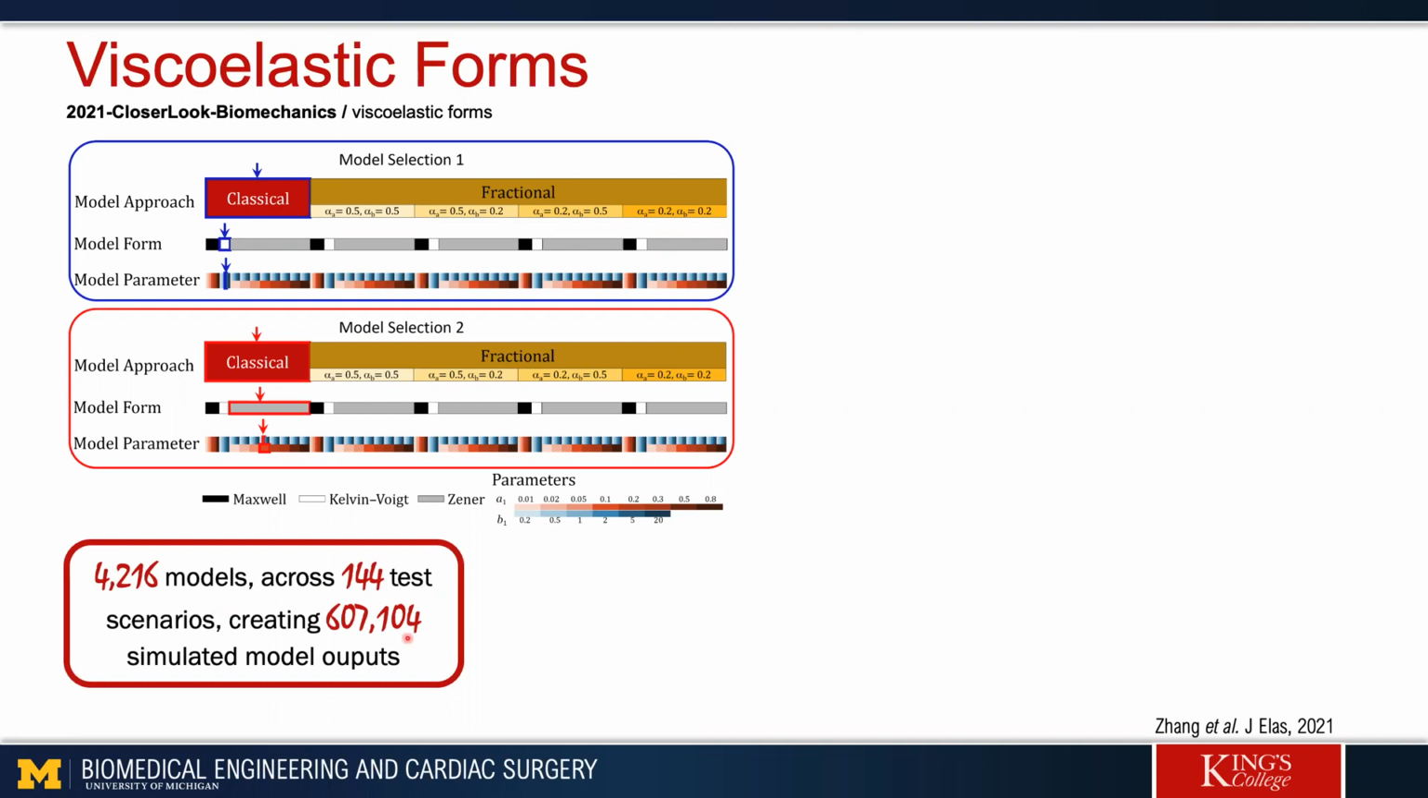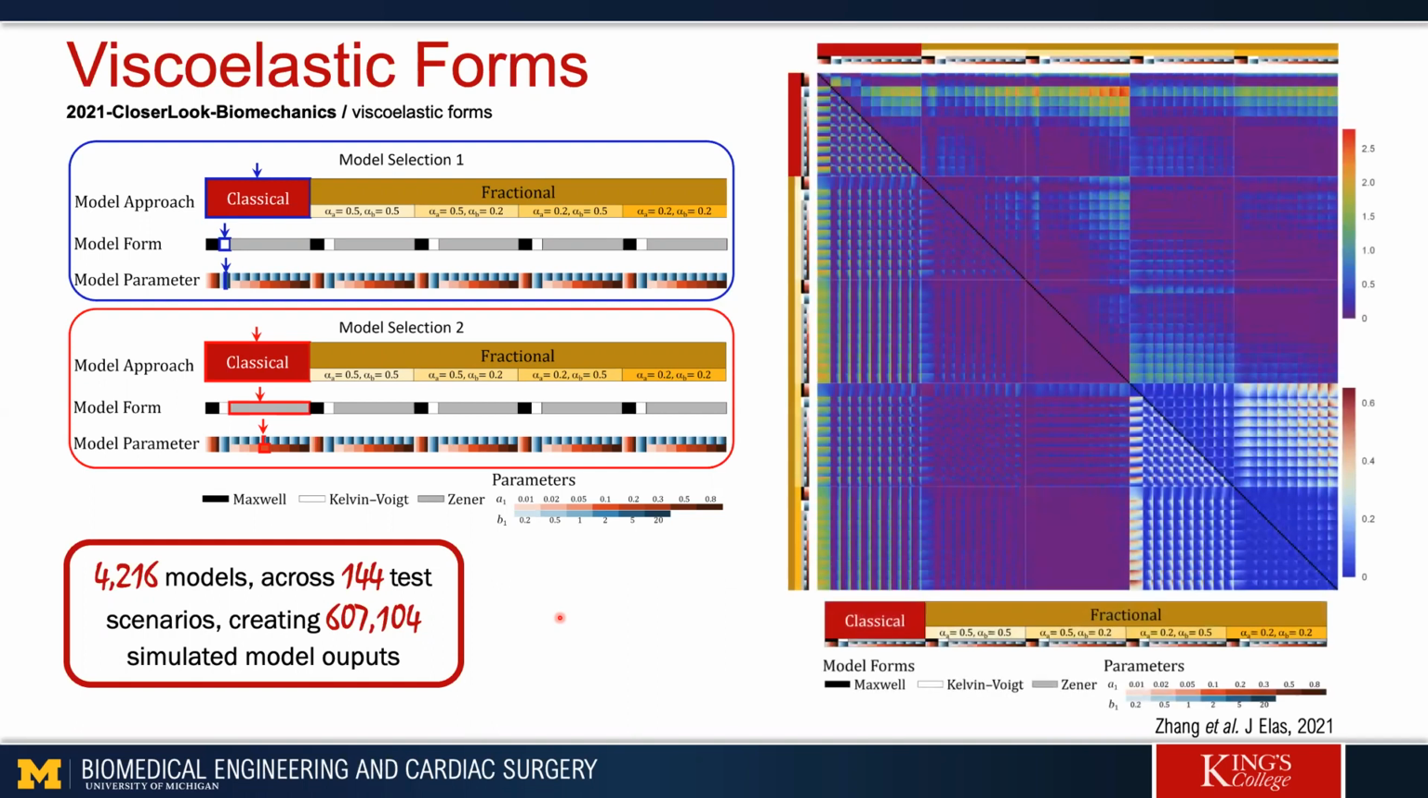And we simulated all of these to look at what the output would be in terms of the stress. So we ended up with around 600,000 different simulated model outputs. Then we wanted a way of looking across these that would give us an indication of how the different models vary from test to test. So for each test, we could create these color maps, which show us how similar or different models were. And we could then go across each test and look at how this changed.